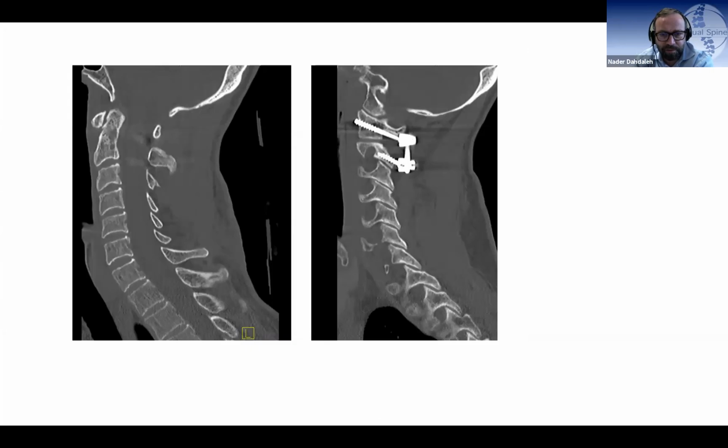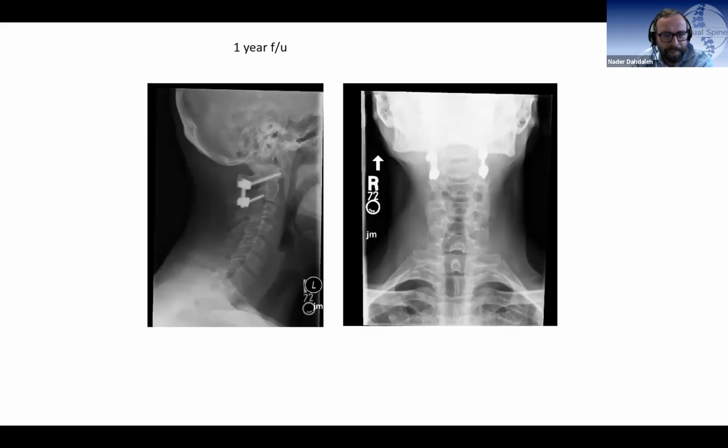He had a high riding vert. You can see that here. And ultimately the fracture healed. And I used rib graft with the initial case that I did. I used to use rib graft. Now I use BMP and get in the joint.